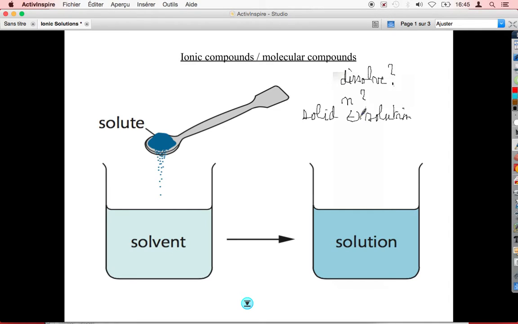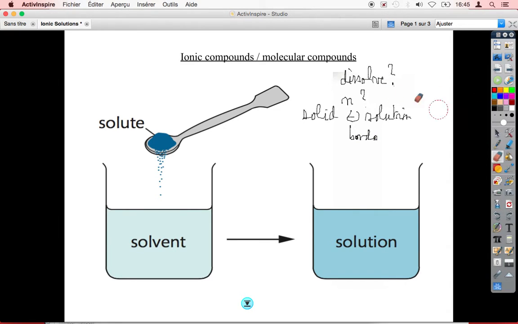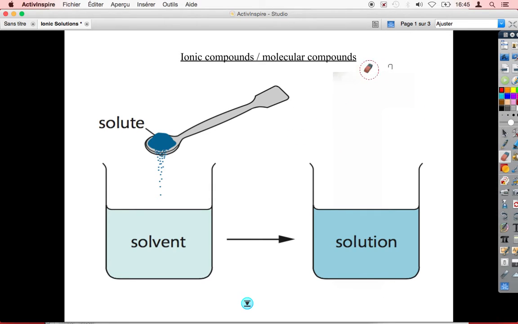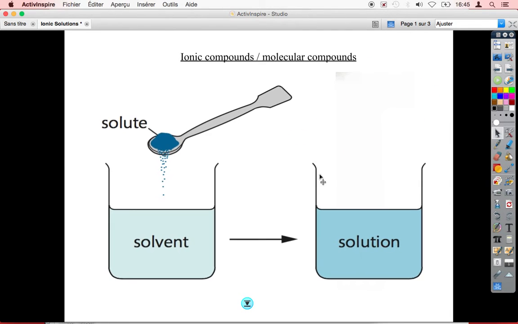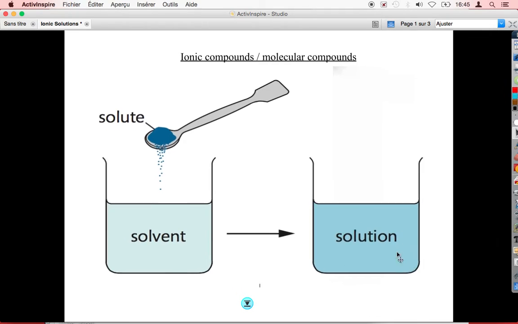We talk about two kinds of bonds that will help us to understand what we said before. Okay, so the first step is about the two kinds of solute we can have.